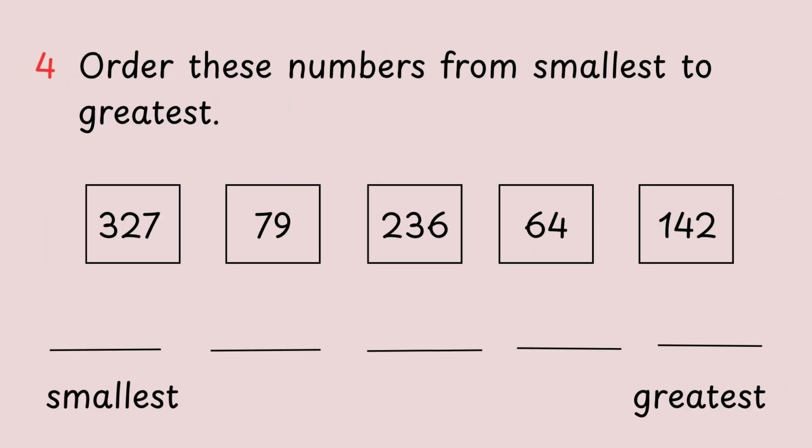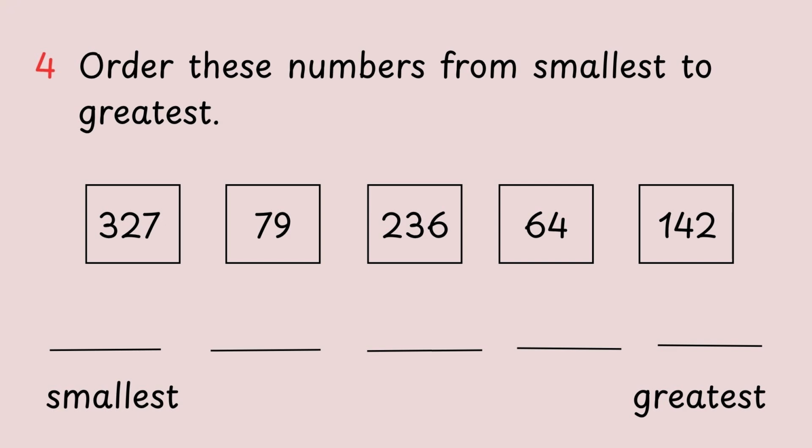Question 4. Order these numbers from smallest to greatest. So when we look for the smallest number, we have to check how many digits each number has. So let's look at them. We have some 3-digit numbers and some 2-digit numbers. So naturally, 2-digit numbers are smaller than 3-digit numbers.